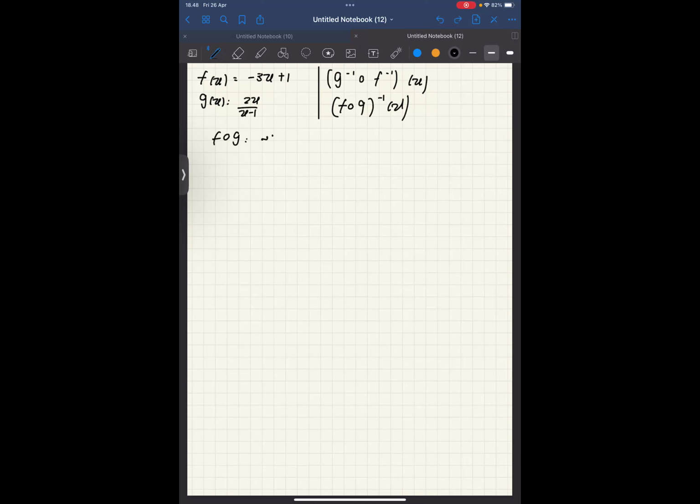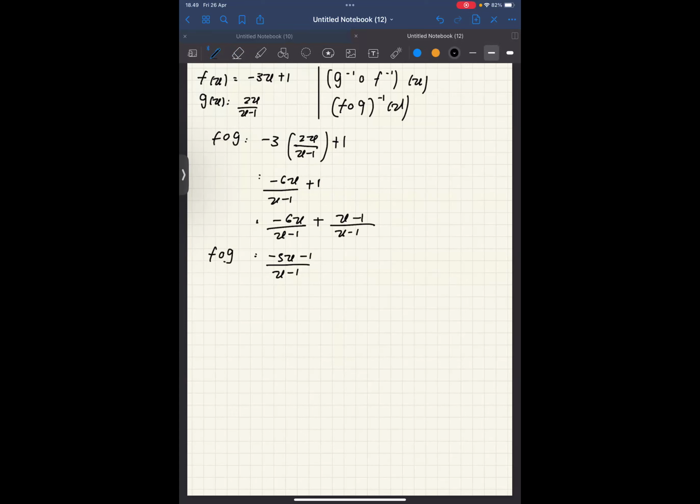We're going to find the f of g first. It's going to be minus 3 times 2x over x minus 1, plus 1. It's going to be minus 6x over x minus 1 plus 1. This is also equal to x minus 1 over x minus 1. So this equals minus 5x minus 1 over x minus 1. Now this is only the f of g.